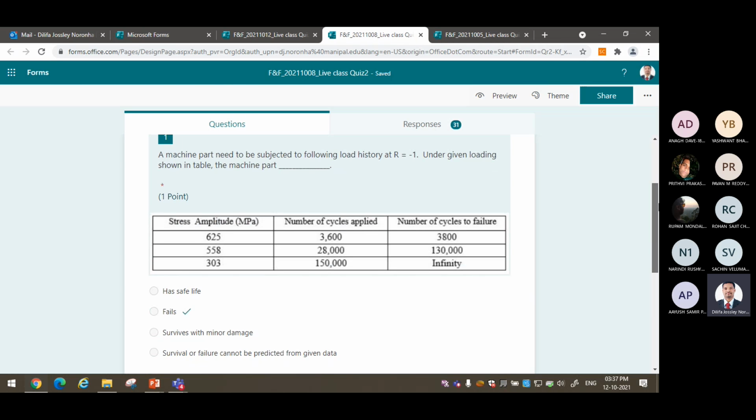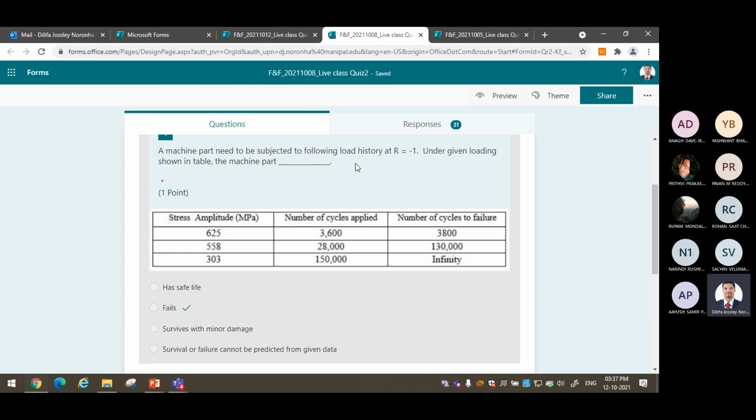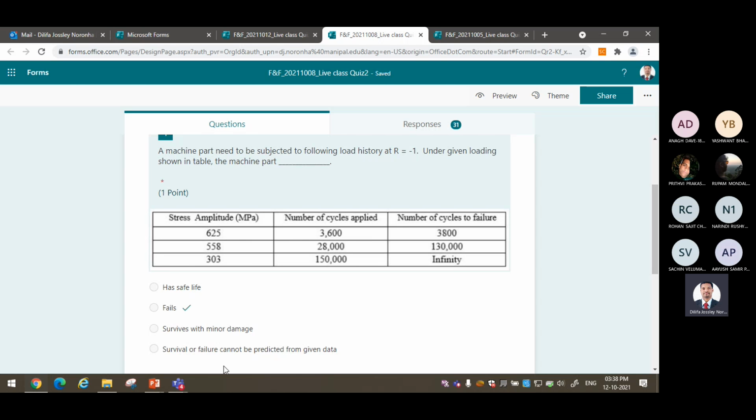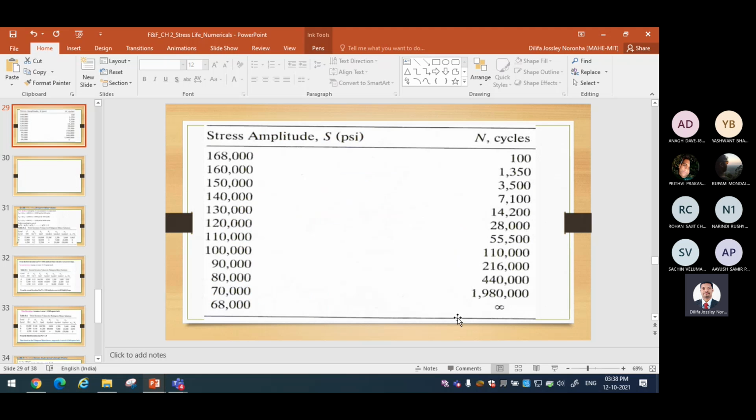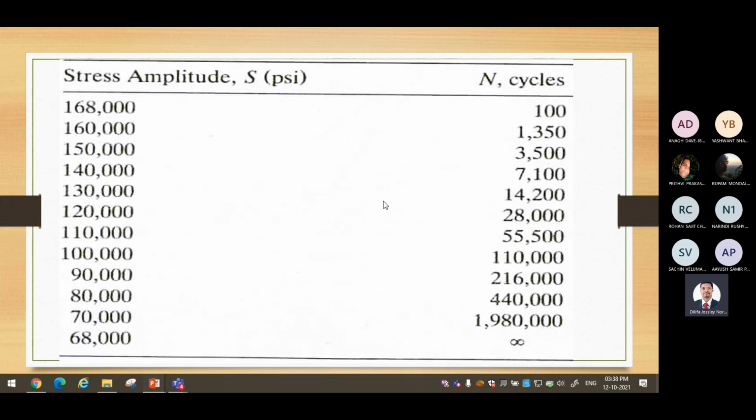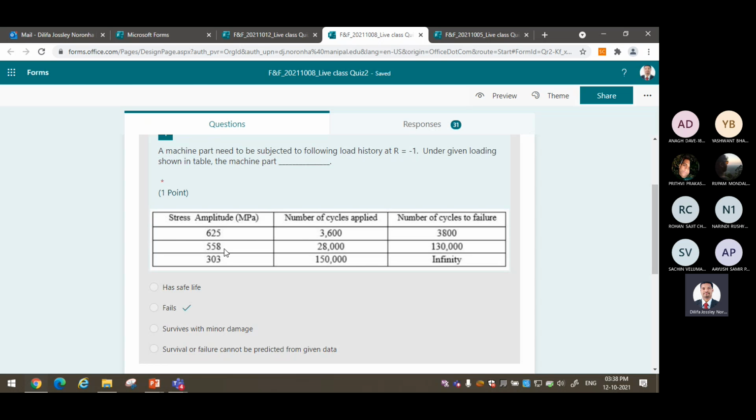Then coming to quiz 2, you have a machine part under a completely reversed bending load, R value -1. Under the given loading, the part fails or not? Just take the cycle ratio and see how simple it is. We were discussing this just now. How much life is required for a given stress value? Just use D equal to n1 by N1 plus n2 by N2 plus n3 by N3. What are the given values? For 625, 550, the numbers of cycles applied are 3600, 3800.